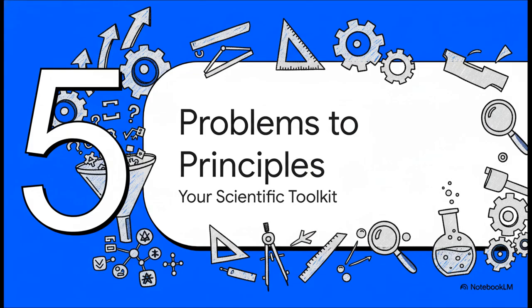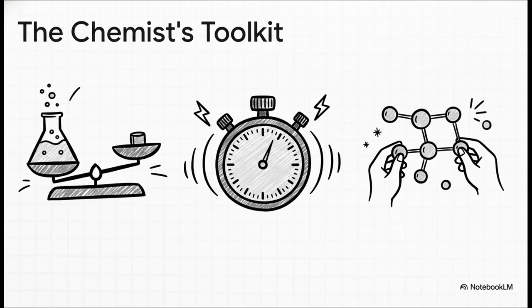So let's bring it all together now. We started by looking at individual problems from a test, but what we've really been doing is building out the core principles of the chemist's toolkit. Let's just do a quick recap. We've got titration, that's our chemical accountant for figuring out how much. We have kinetics, which is our stopwatch for understanding how fast. And we have synthesis, our construction kit for both creating new things and identifying what we have.